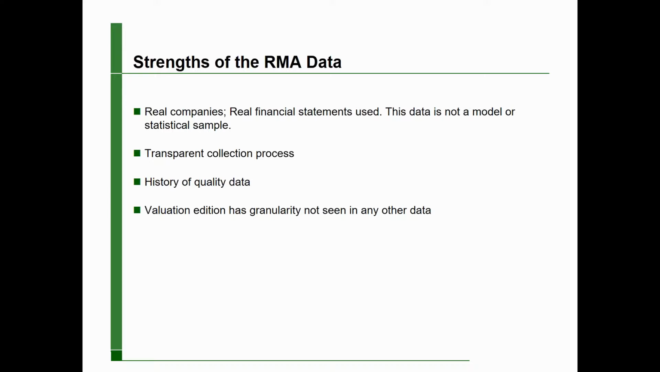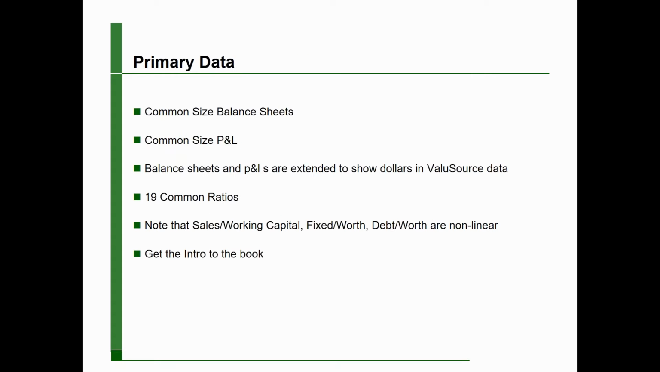Now, all of those data sources that I've talked about, I would say have a history of the quality of data, so this is not a standout from the rest of those, but there is a history of the quality of data. And the valuation edition has granularity not seen in any other data. And that's supposed to be a teaser for what's coming up next. Why is the valuation edition so good and great? But let's go back and talk specifically about the primary data that comes inside of RMA.